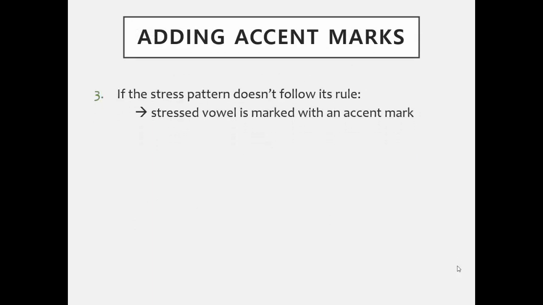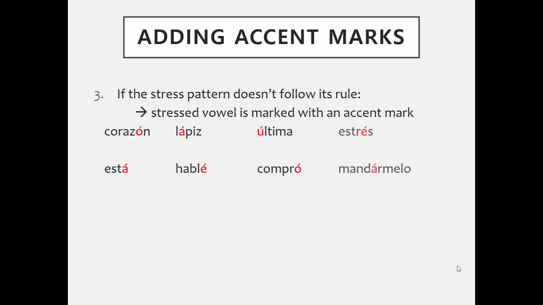So what happens if a given word doesn't follow its rule? Well, we mark the stressed vowel with an accent mark. If you look at these words, not a one of them follows their rule. Look at corazón. It ends in an N. So in theory, the stress should be on the second to last syllable. But is it? Listen closely. Corazón. No, that stress is on the last O, and therefore we mark that O with an accent mark.